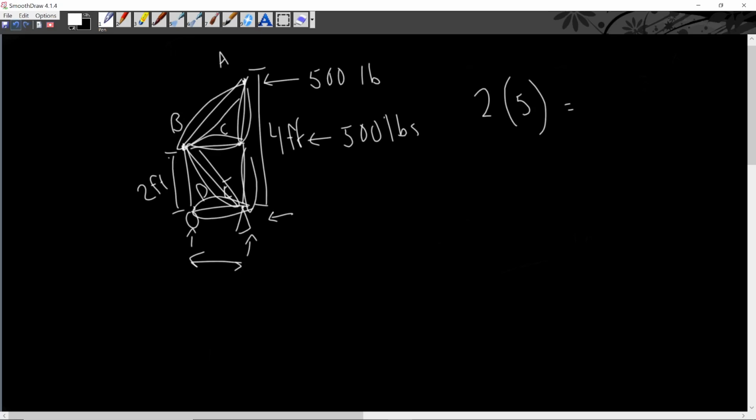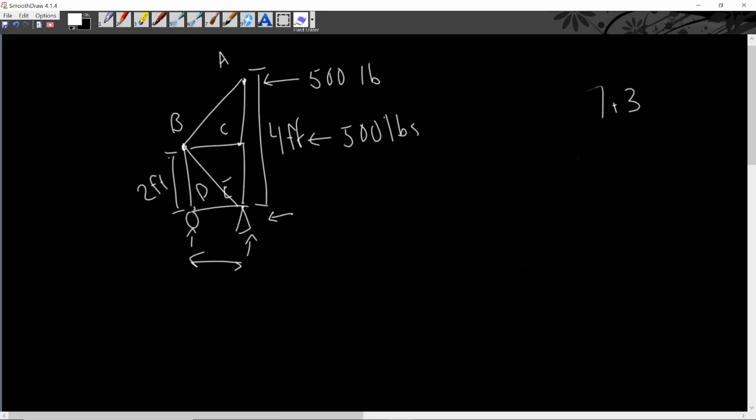7 members for this truss, which means we have 2 times 5 is equal to 7 plus 3, or 2j is equal to m plus r, which means that we have 10 is equal to 10, which is true. This is a statically determinate truss, so we can actually start calculating some of these forces.